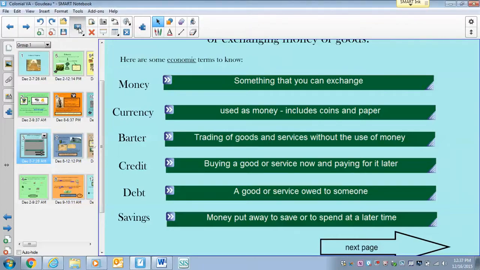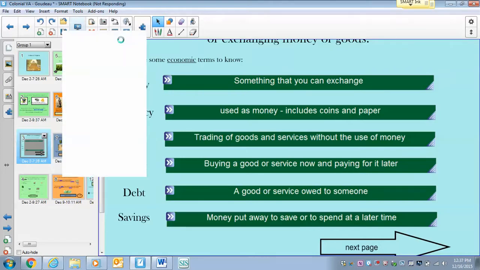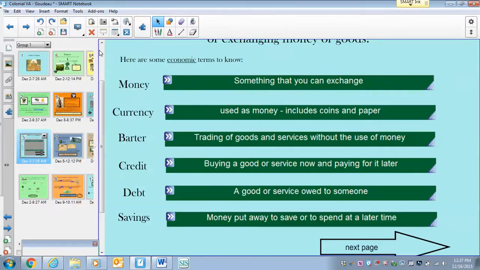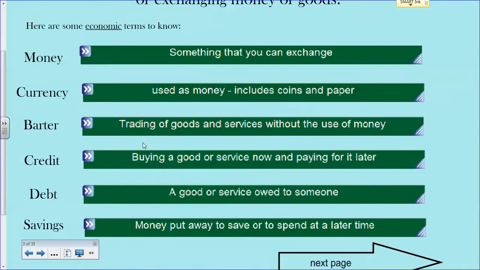Today we are going to talk about the economics. Economics is basically how things are run in terms of buying and selling and all those types of things at Jamestown. We had already put these terms, these economic terms, into our notebooks a while back. Economic means money, basically.